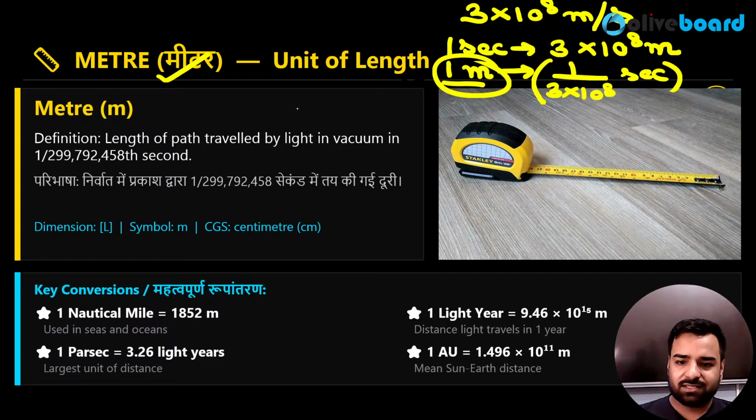So this means, sir, the 1 meter length is actually taken from here only. So what is 1 meter? It is the length of the path traveled by light in vacuum in 1 upon 3 into 10 to the power 8 second. Now you must be wondering, sir, you are saying 1 upon 3 into 10 to the 8, but in your slide it's mentioned 1 upon 299,792,458 of a second.